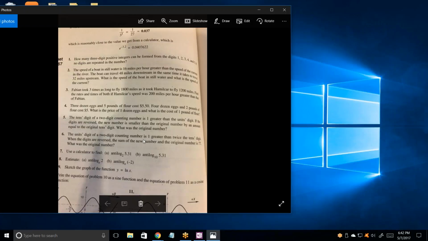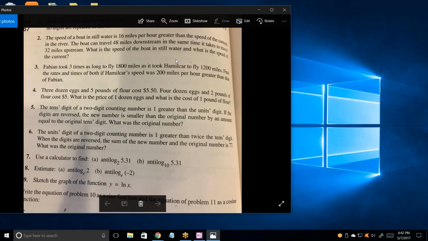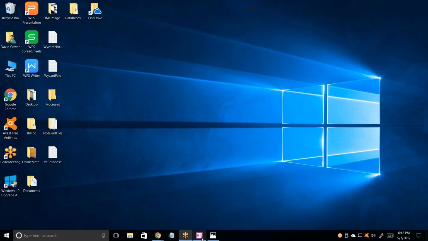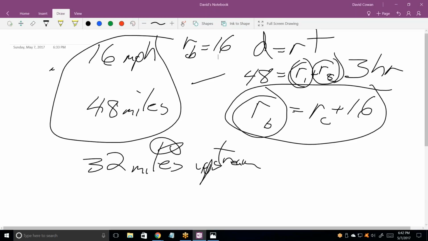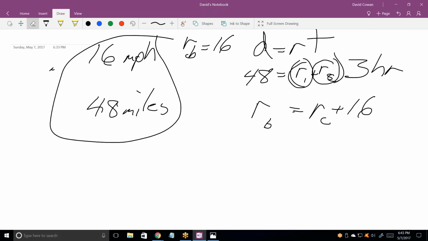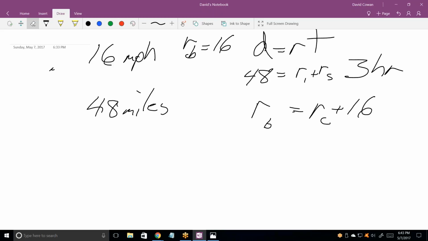Now, let's look back. Boat can travel 48 miles downstream in the same time it takes to travel 32 miles upstream. All right. Yeah, sometimes word problems are better if sent rather than expressed.